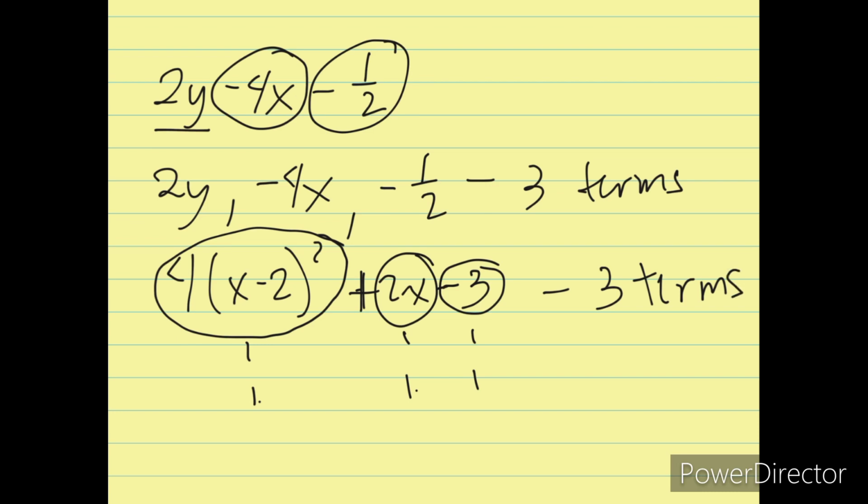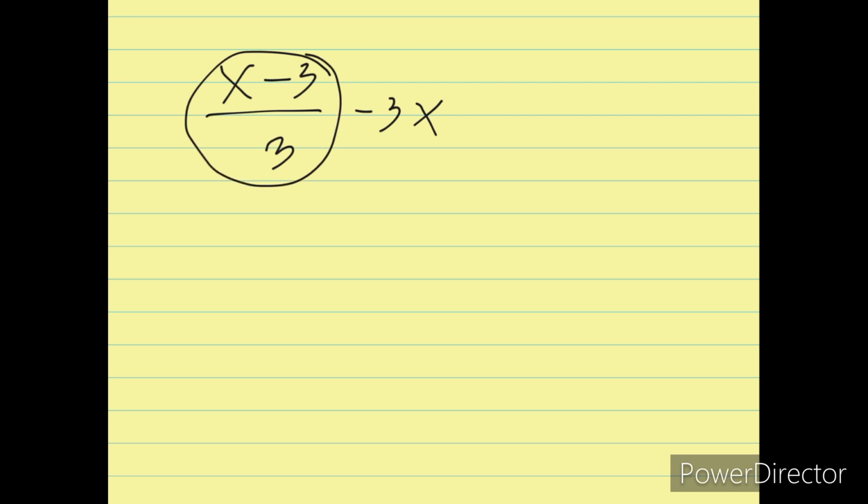Next, another example: x minus 3 all over 3, minus 3x. Based on our given example, how many terms does this expression have? The first is one term, considered as one term. You cannot separate that. Next, another term. Okay, so we have 2 terms.